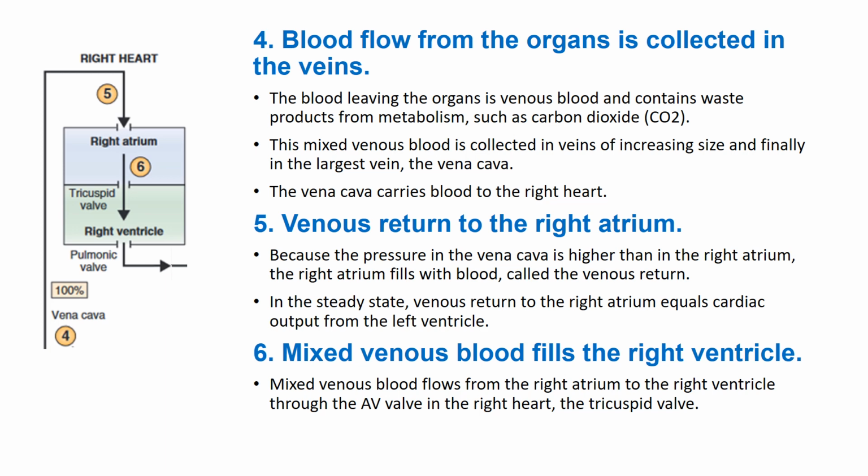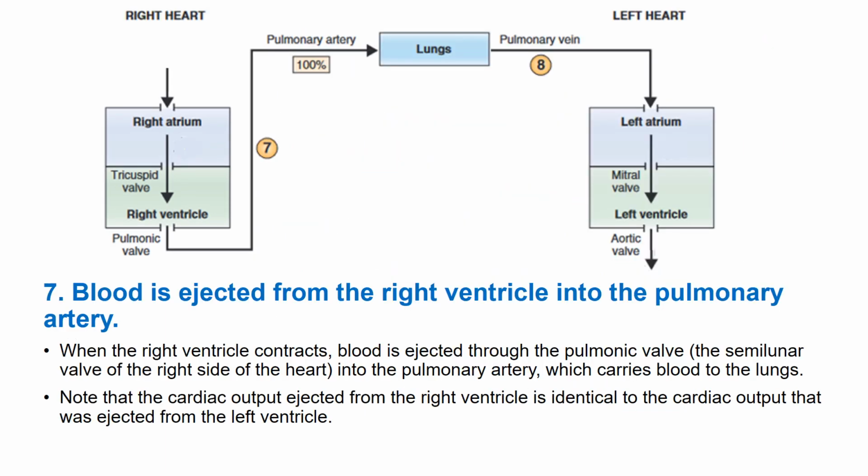Step 5. Venous return to the right atrium. Because the pressure in the vena cava is higher than in the right atrium, the right atrium fills with blood, called the venous return. In the steady state, venous return to the right atrium equals cardiac output from the left ventricle. Step 6. Mixed venous blood fills the right ventricle. Mixed venous blood flows from the right atrium to the right ventricle through the AV valve in the right heart, the tricuspid valve.